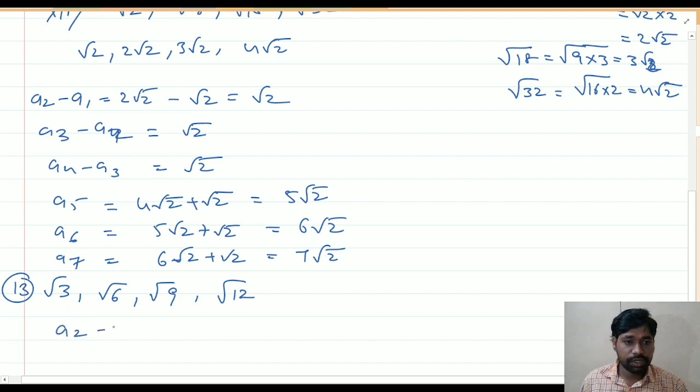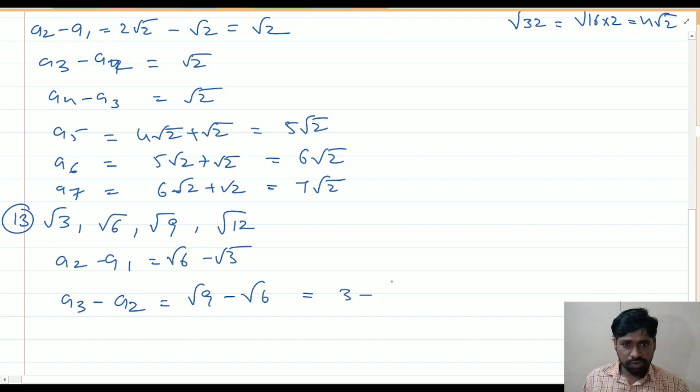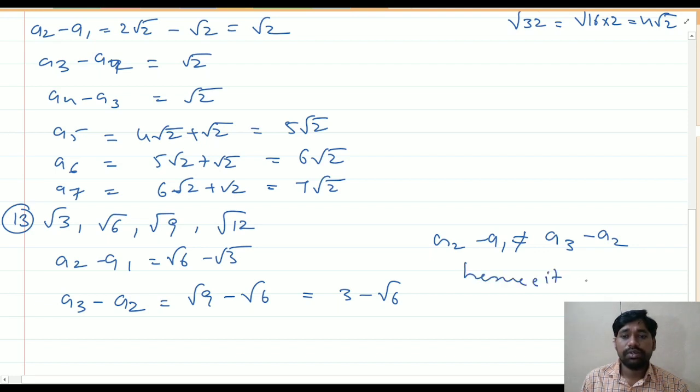If you find a2 minus a1 in this case, that is root 6 minus root 3, and we cannot simplify it because they are irrational numbers. Different irrational numbers cannot be combined. If possible, we would have to convert to decimals. Next, a3 minus a2 is root 9 minus root 6, which is 3 minus root 6. So we can say a2 minus a1 is not equal to a3 minus a2, hence it is not in AP.